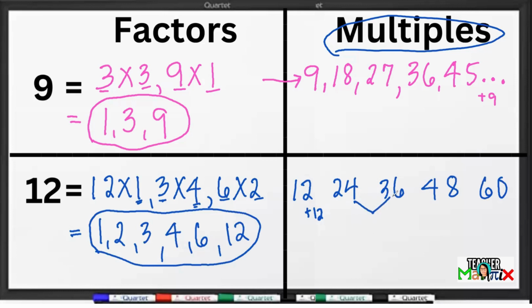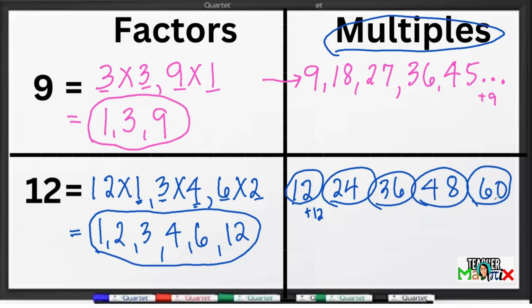Nakita natin yung difference natin, no? 36 and 24, 12. Ito namang 48 and 36, 12. And then 60, 48, 12. In short, ang multiples ng 12 ay 24, 36, 48, 60. Ganun lang kasimple.